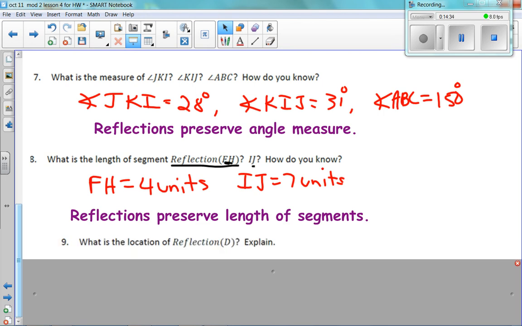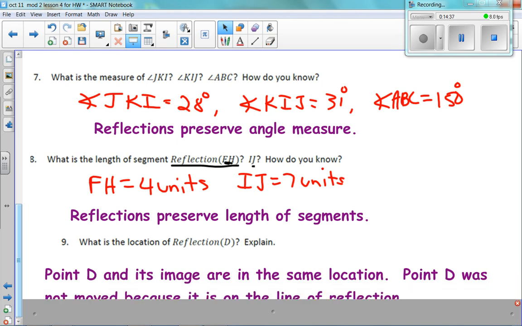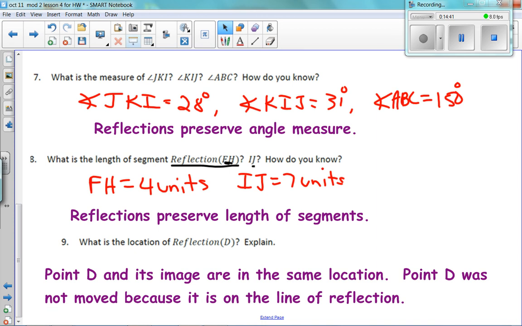Question 9, what is the location of the reflection of D? Point D and its image are in the same location. Point D was not moved because it is on the line of reflection.